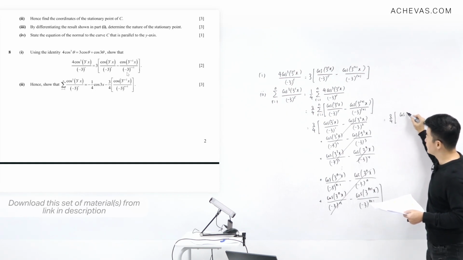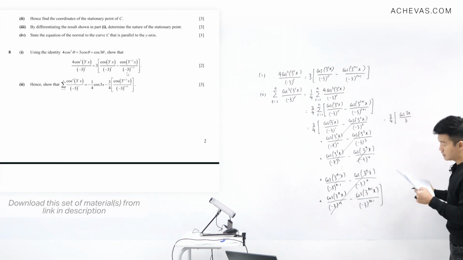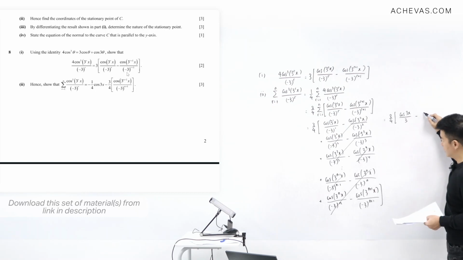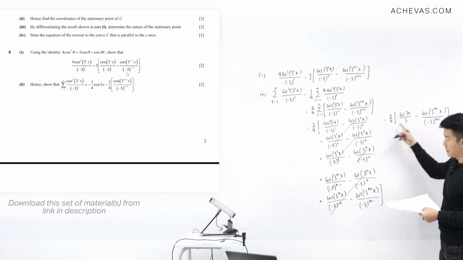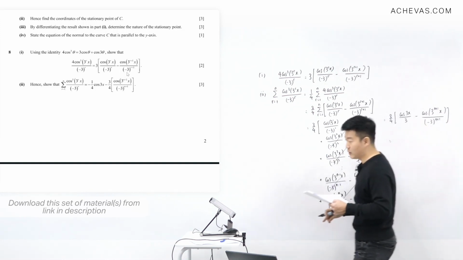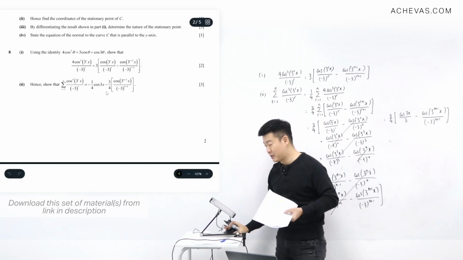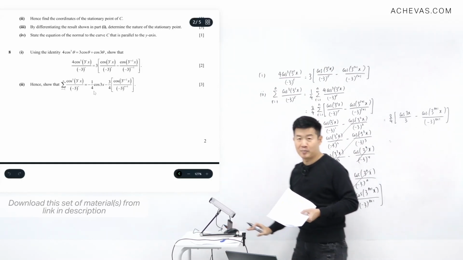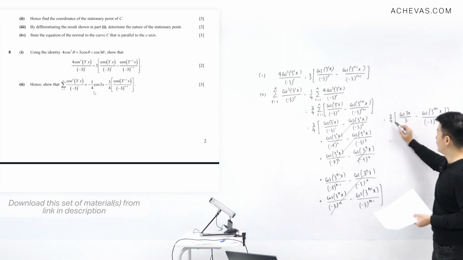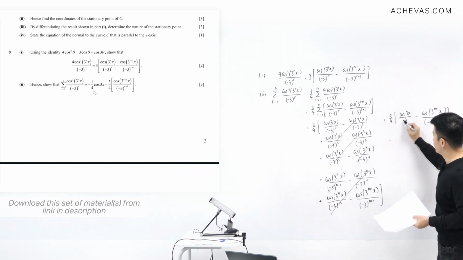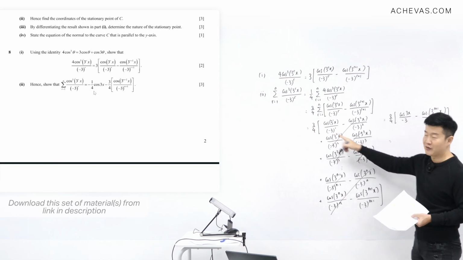cos 3x. Cos 3x over 3. Then this is going to be minus, we have a cos of 3 to the power of n plus 1 x over negative 3 to the power of n plus 1. Simplifying this, multiplying this in, according to the expression that we are trying to show, we are definitely going to be multiplying the 3 over 4 in. So multiplying this in, also there's a negative here from here. Okay, I've missed out this negative.